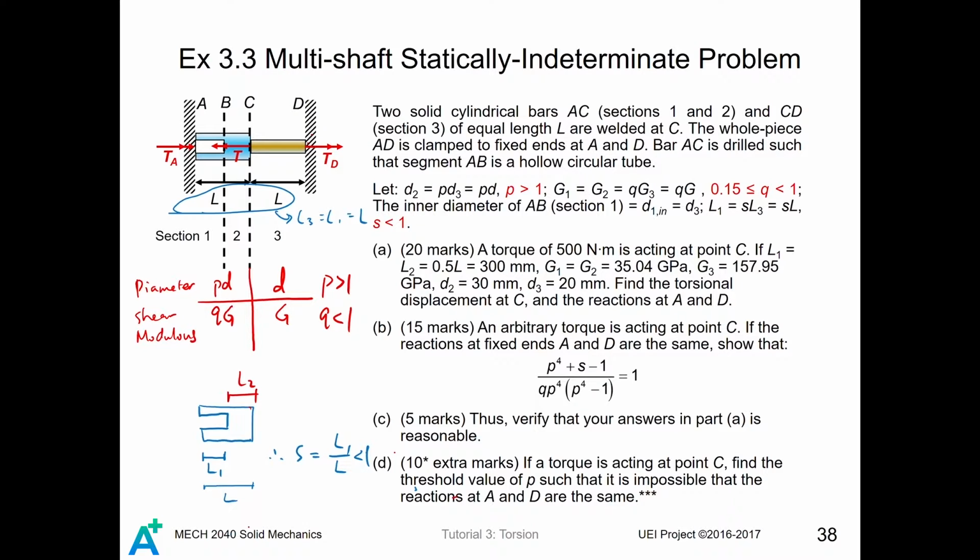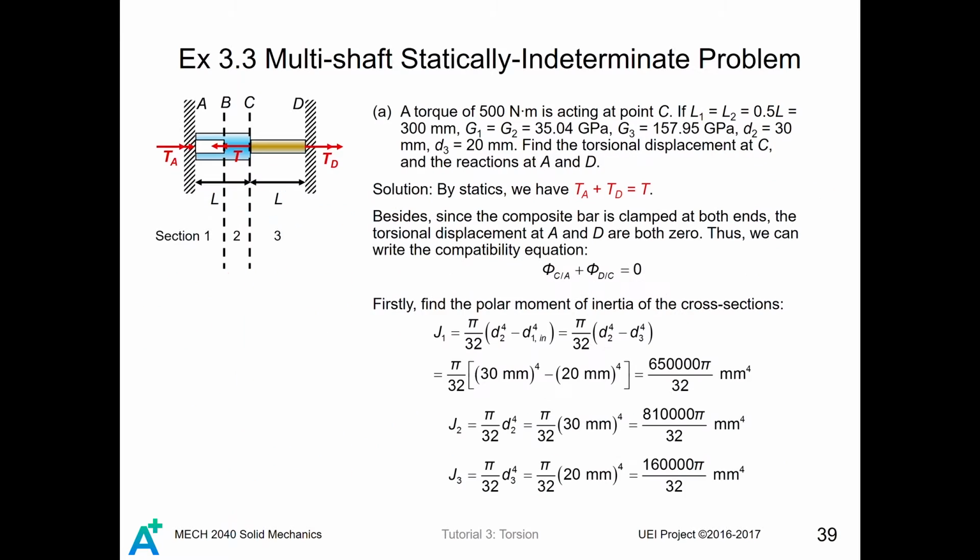If a torque is still acting at point C, find the threshold value of P such that it is impossible that the reactions at A and D are the same. That is, under the allowable range of the ratio between the material strengths, how large the diameter of the blue shaft should be such that the reactions at A and D cannot be the same.